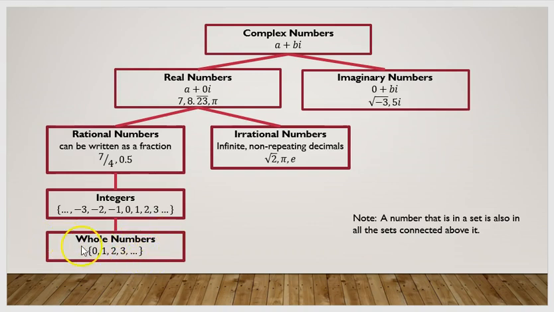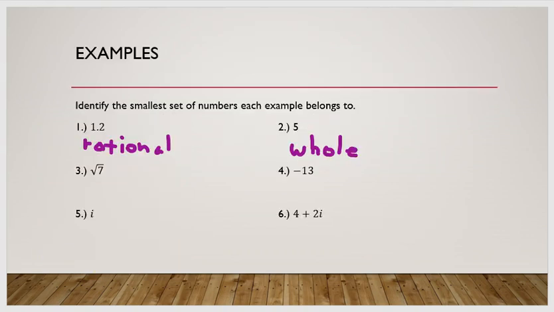And also just to point out, if this question had not said what is the smallest set, but if it had said all of the sets it's included in, then 5 is not only a whole number, it's also an integer, and a rational number, and a real number, and a complex number. But since this example just says what is the smallest set that it belongs to, we're going to write that this is a whole number.